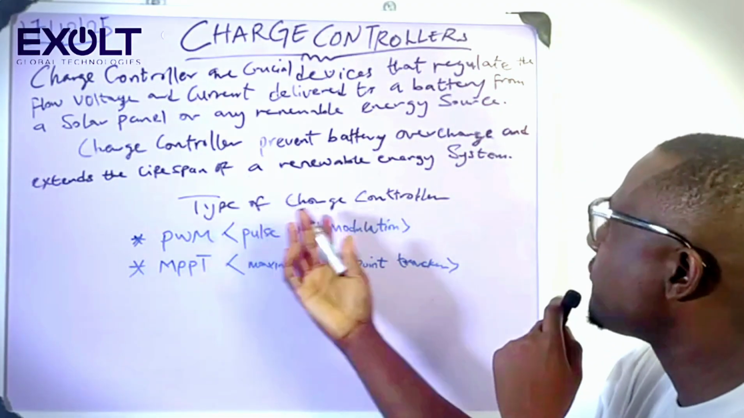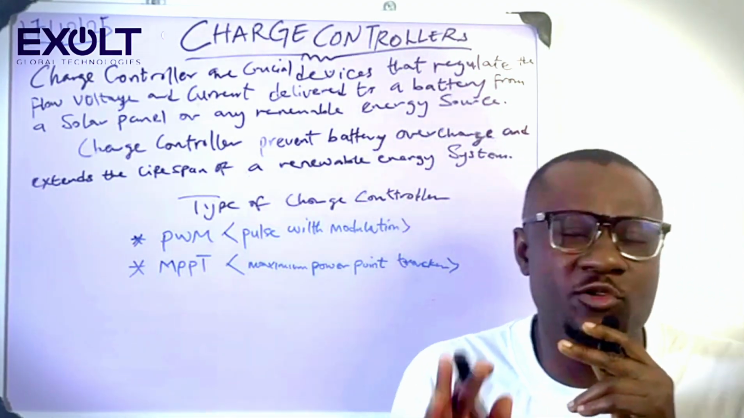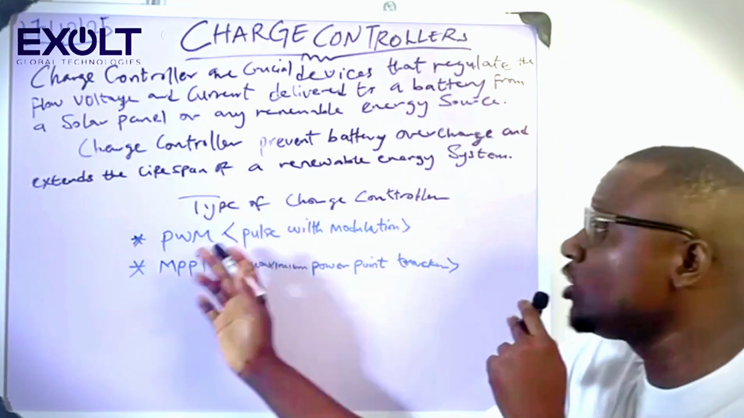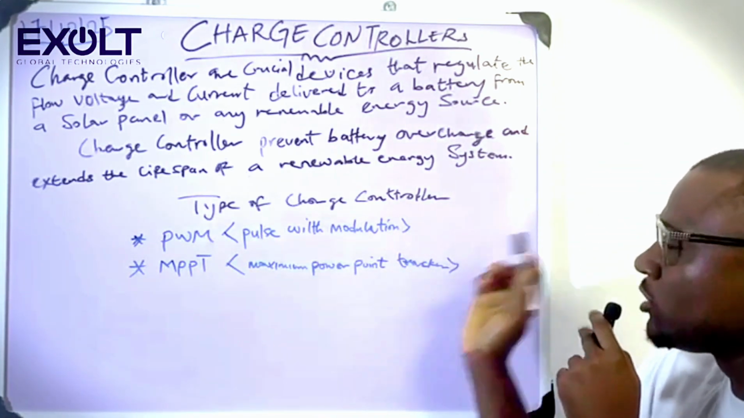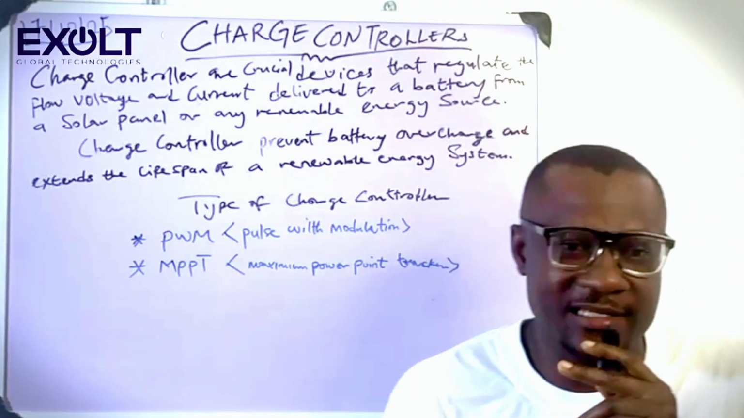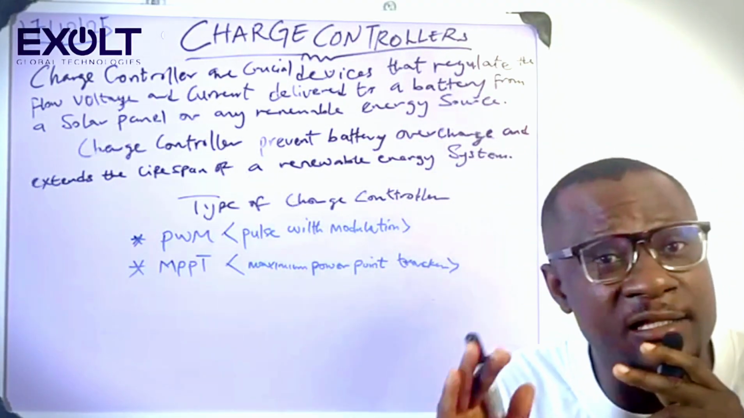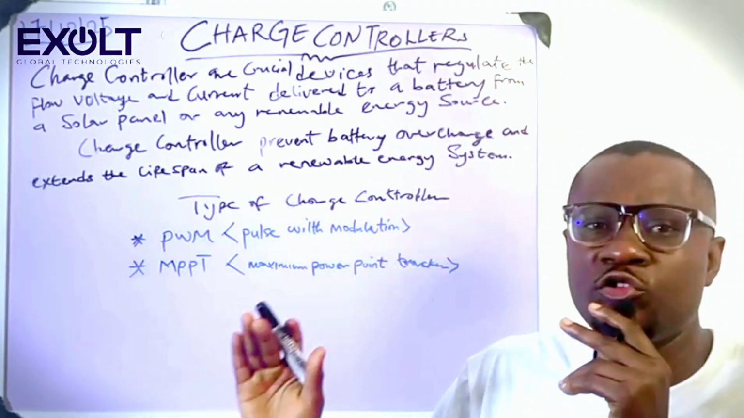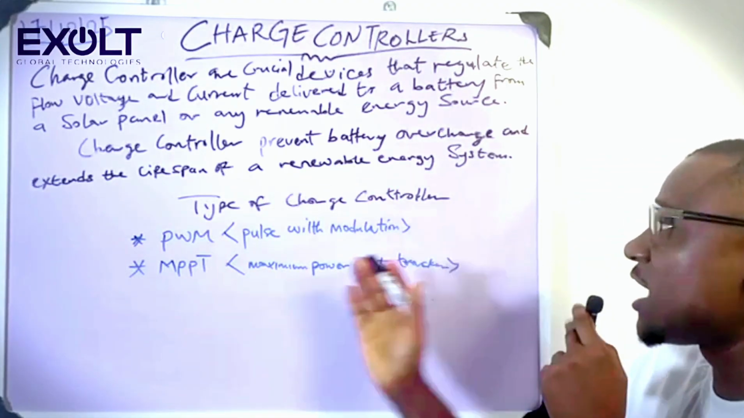Now there are types of charge controllers. There are two major types of charge controllers, which are the PWM, meaning the pulse width modulation, and the MPPT, the maximum power point tracker. Now these are different ways that we have used the renewable energy source to charge our batteries.